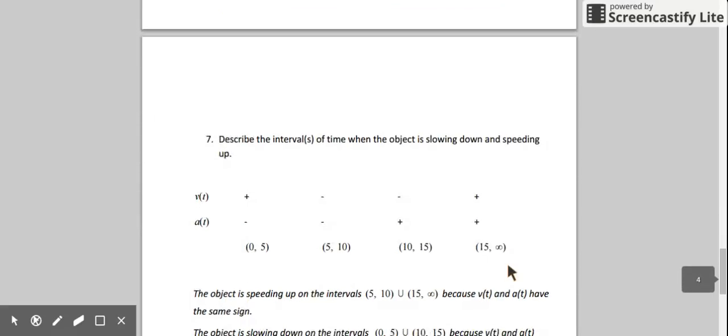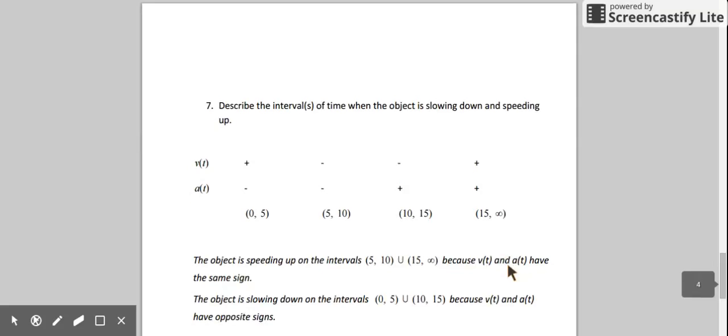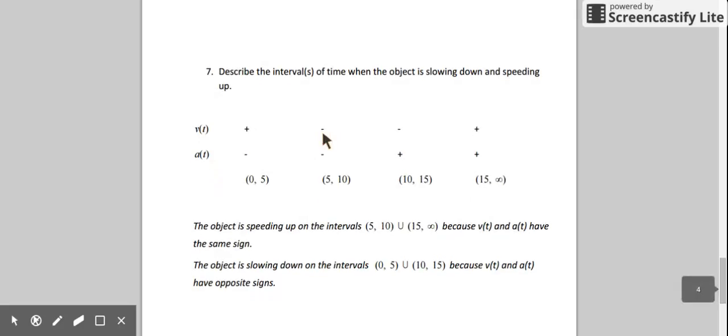Let's put a bunch of stuff together here. Let's talk about where our object is slowing down and speeding up. So in that last video, we said that if our velocity and acceleration functions have the same sign, they're working together, meaning that our object is speeding up in that direction. If our velocity and acceleration functions have different or opposite signs, that means they're working against each other, meaning that our object is slowing down.